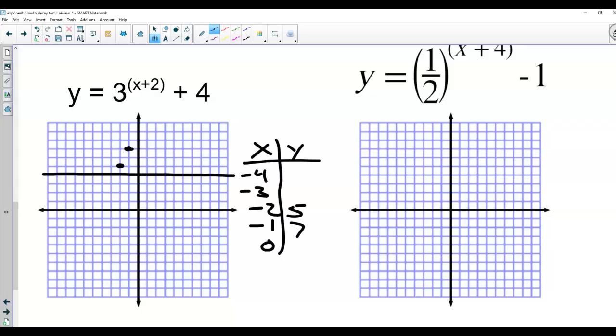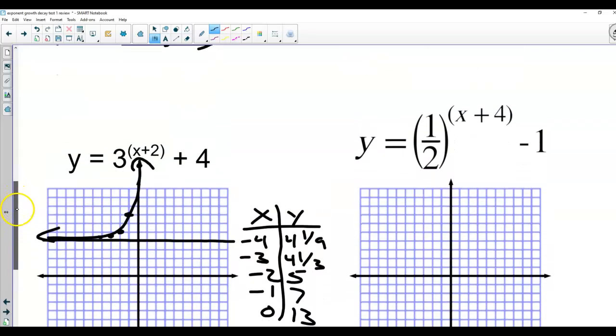0 plus 2 is 2. 3 squared is 9 plus 4 is 13. So unfortunately, this one we have to go a little bit off the graph. It is what it is. Going the other way, 3 to the negative 1 is 1/3. That's 4 1/3. Negative 4 plus 2 is negative 2. 3 to the negative 2 is 1/9. 1/9 plus 4, 4 1/9. There's your answer.